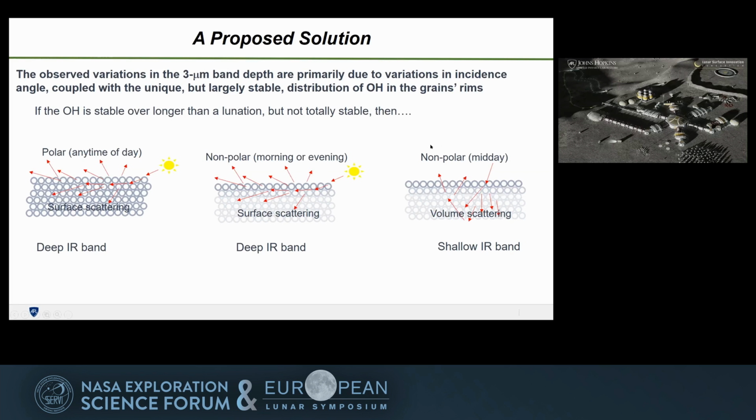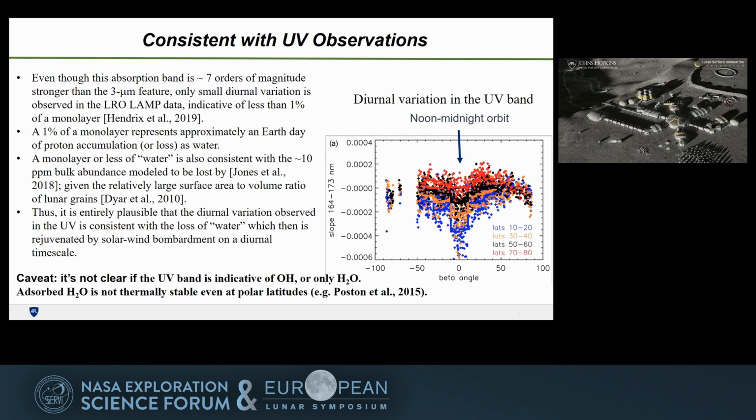Compared to non-polar observations during midday times when the light is more vertical, the reflected illumination is from grains that have less OH in the rims due to volume scattering. And this is also consistent with UV observations.